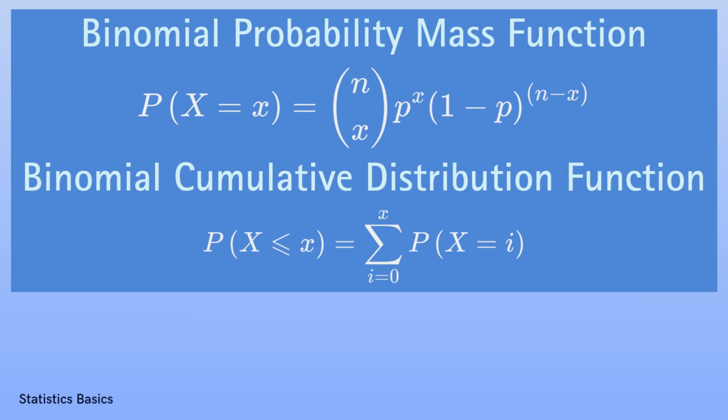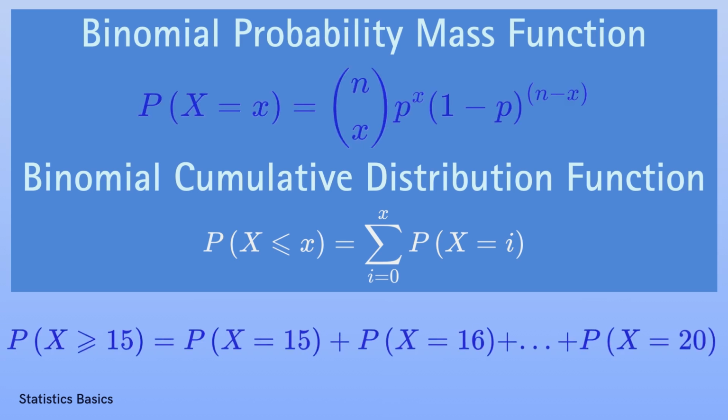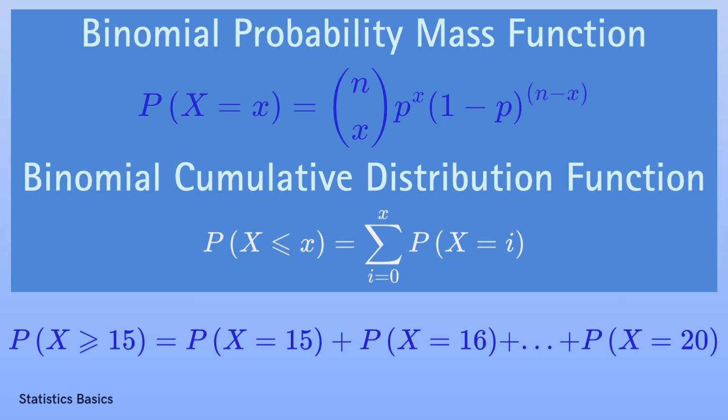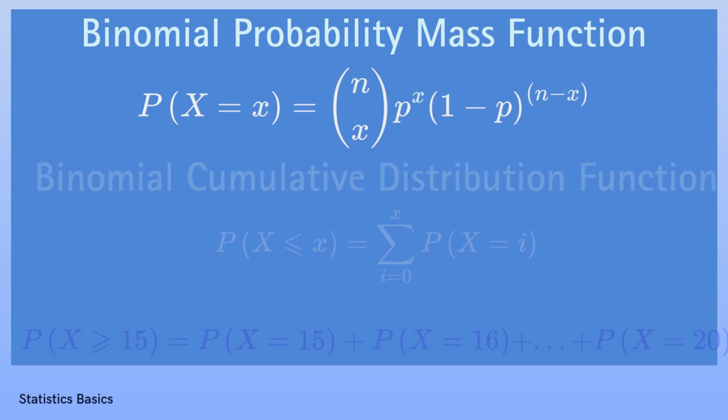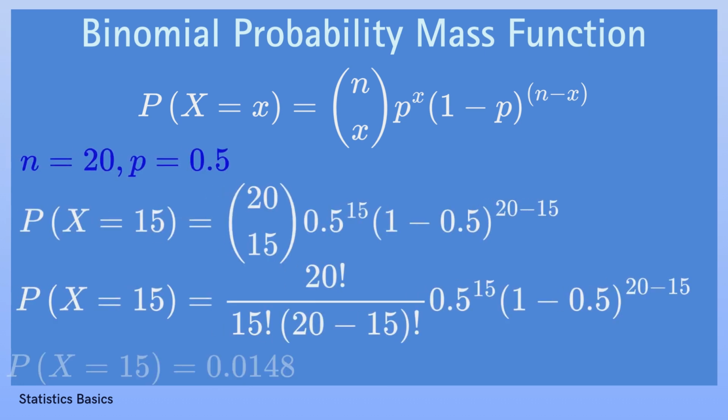Since the binomial distribution deals with discrete outcomes, we'll use the binomial probability formula to calculate the individual probabilities of getting 15 or more correct answers, and then add them all together. Let's calculate the probability of getting exactly 15 correct answers. By inserting our values into the binomial probability mass function formula, the calculation results in a probability of approximately 0.0148.